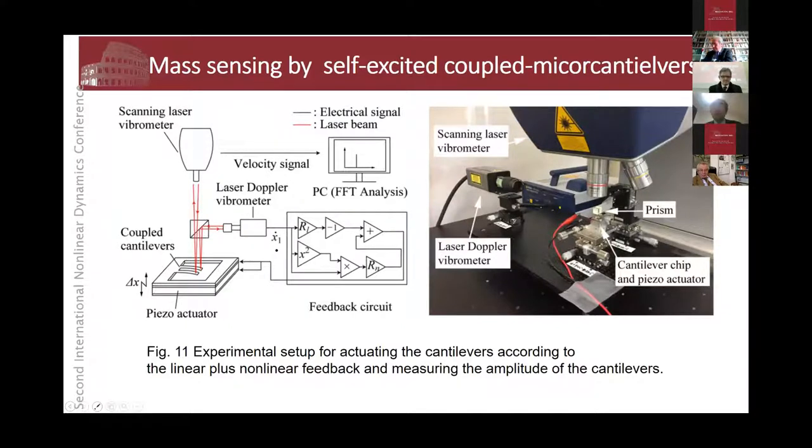The left figure is an optical image of the experimental system. The velocity of cantilever 1 is measured using the laser Doppler vibrometer and transferred to the electrical circuit, which achieves the linear plus nonlinear feedback control. The right figure is a picture of the experimental setup with the laser Doppler vibrometer. The natural frequency of the micro cantilever is 55 kilohertz.